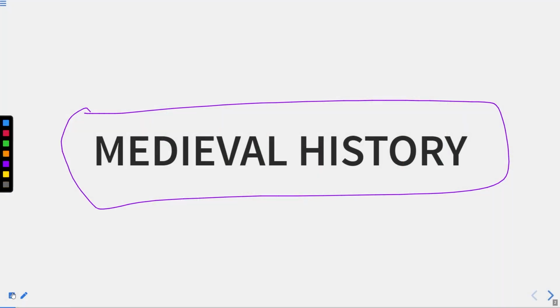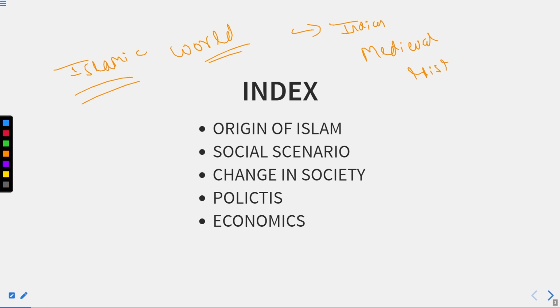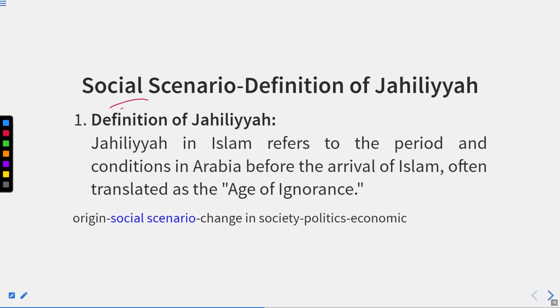All right. So what we are doing is discussing the Islamic world in perspective with Indian medieval history. So far, in the previous lecture, we had completed the origin of Islam. Whenever we talk about the Islamic world in reference to the medieval history of India, we have to deal with these points. The first point we had finished. Now we will begin with the social scenario. All right, so let's start. This is what we are required to learn here.